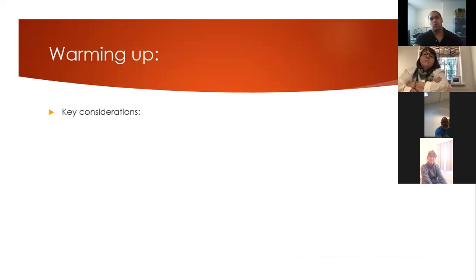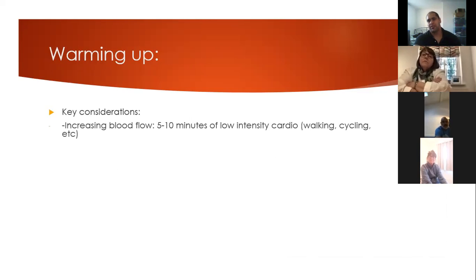Okay, so we're warming up. Obviously, the key considerations we want to look at. I think the most important thing is increasing the blood flow. So whether that's 5 to 10 minutes of very, very low intensity cardio, literally just getting the body moving, getting the temperature up, and putting blood to the affected area. Obviously, the body's warm, the circulation increases, which means more blood can go in, and the healing process can kick in.